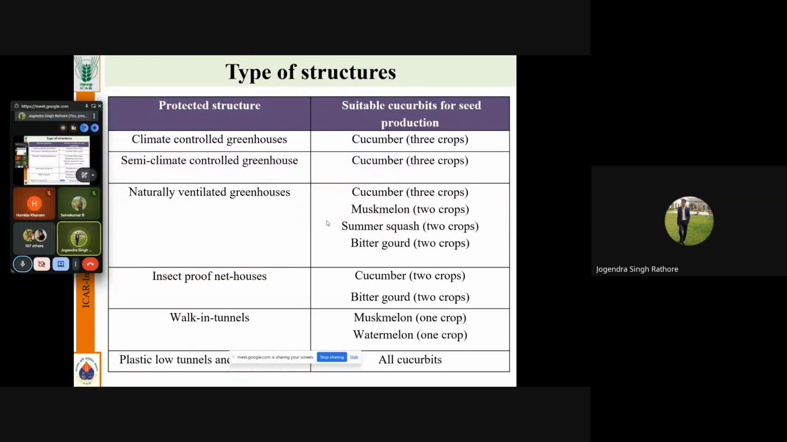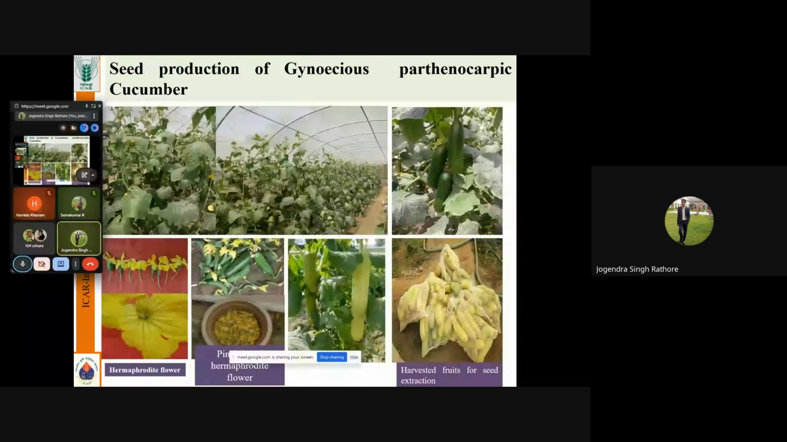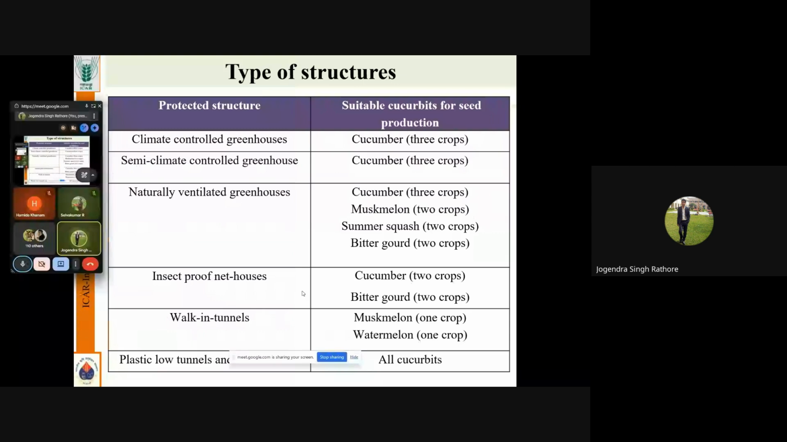These are some of the protected structures we can use for seed production. First is the climate-controlled greenhouse, where we can go for 3 crops in cucumber. In a semi-controlled greenhouse, we can go for 3 crops. In a naturally ventilated one, we can go for 3 crops of cucumber, but only 2 crops for other cucurbits. In an insect-proof net house, only 2 crops in cucumber and bitter gourd, and in a walk-in tunnel only one crop. Plastic low tunnels are used for the initial growth stage, for all cucurbits, only during off season.